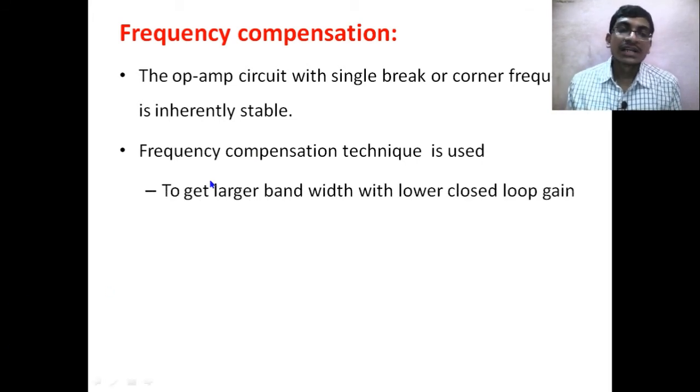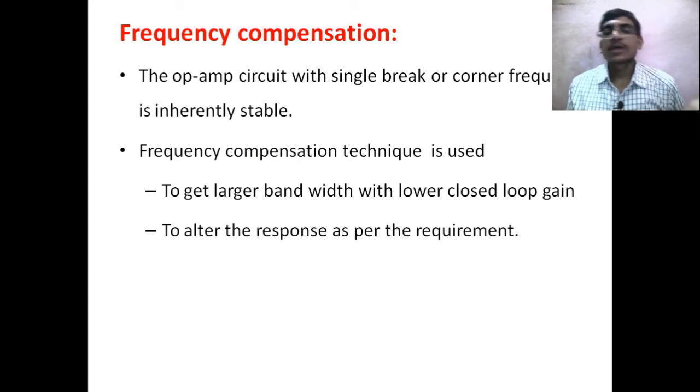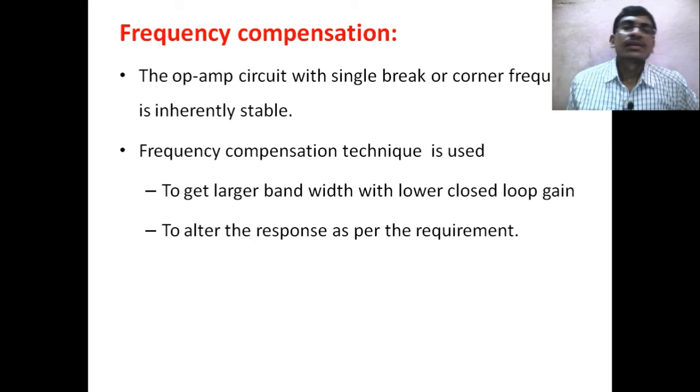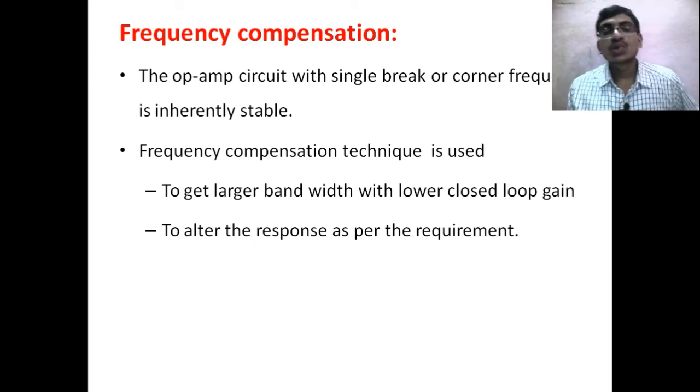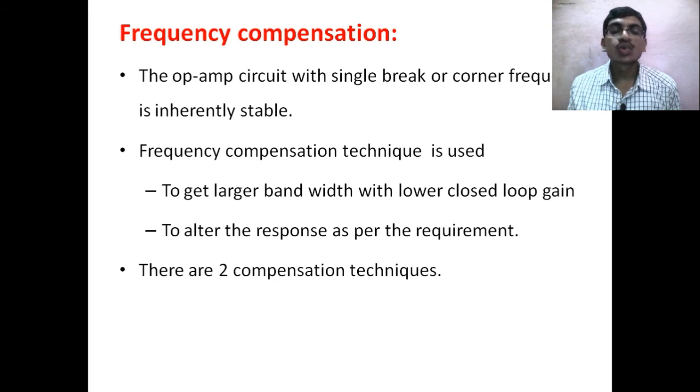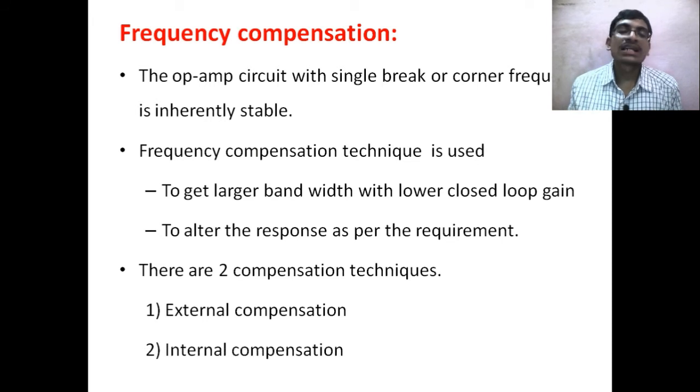That's why the frequency compensation technique is used to get a large bandwidth with lower closed loop gain. In order to make our bandwidth as large as possible, we use the frequency compensation techniques. And to alter the response as per the requirement, these techniques are also used to get the required output, whatever gain we want, we can easily achieve. There are two compensation techniques: one is external compensation and the other is internal compensation.